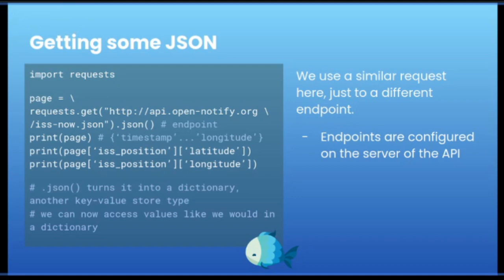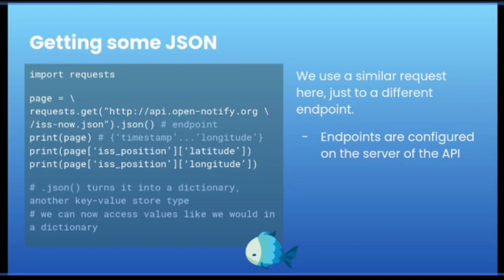So here we're using the iss-now.json endpoint, and we're taking the response object and getting the JSON from it, which is that .json. And then we can print the page, which will return all of our information that we'll talk about on the next slide. And then we can also print our variables for the position of the latitude and longitude of our current ISS location.